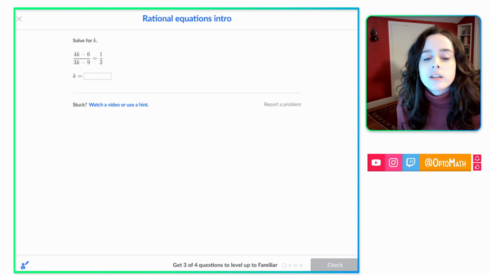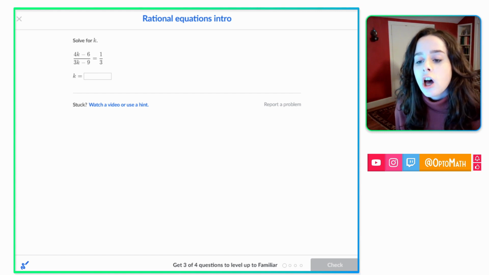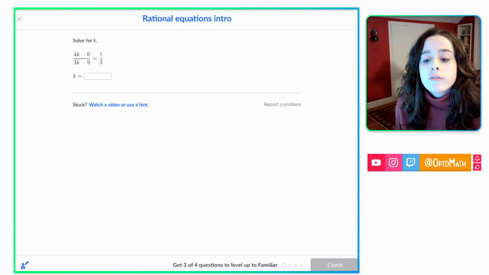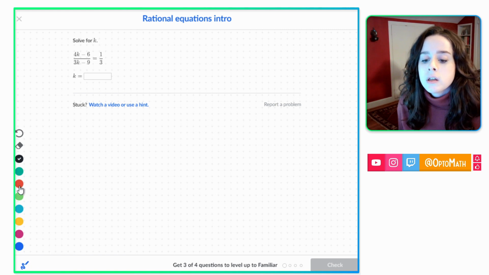We're going to be solving these rational equations with cross multiplication. So let's go ahead and take a look at number 1. Solve for k where (4k minus 6) divided by (3k minus 9) equals 1 divided by 3, or 1/3.